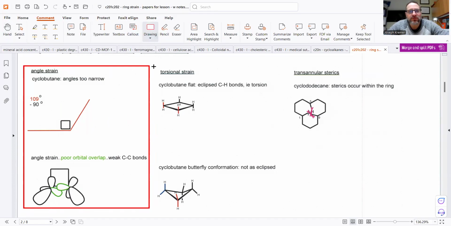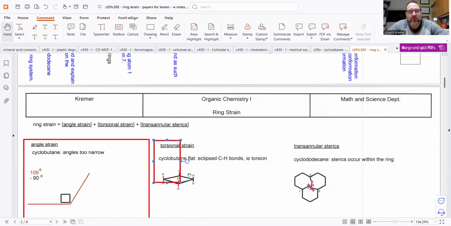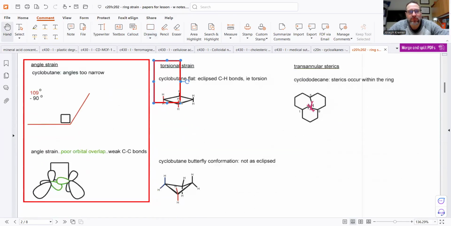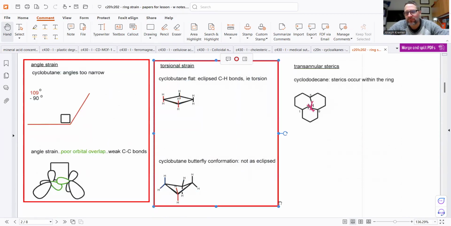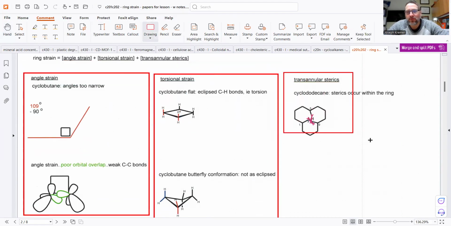Torsional strain is due to eclipsed bonds. It's kind of an unfortunate definition that we're stuck with. I wish they would call it eclipse strain. That would be good for you, good for me, but someone else born before you and I named it torsional strain, and we're stuck with it.